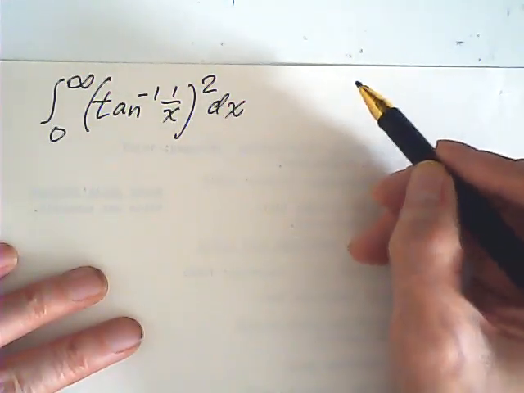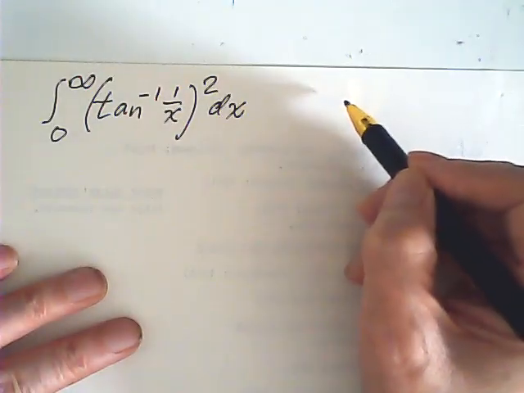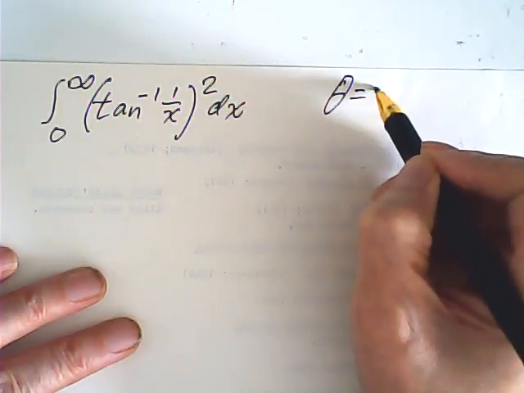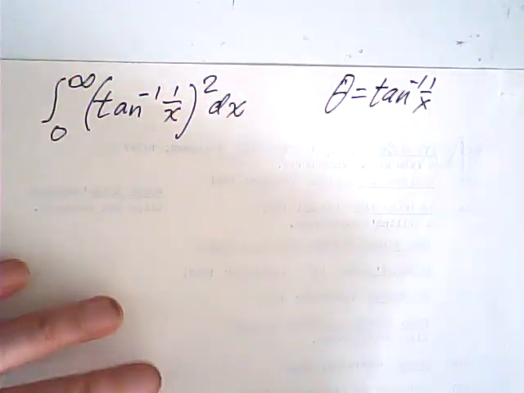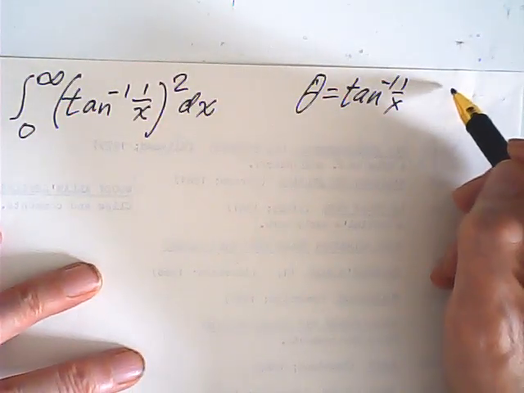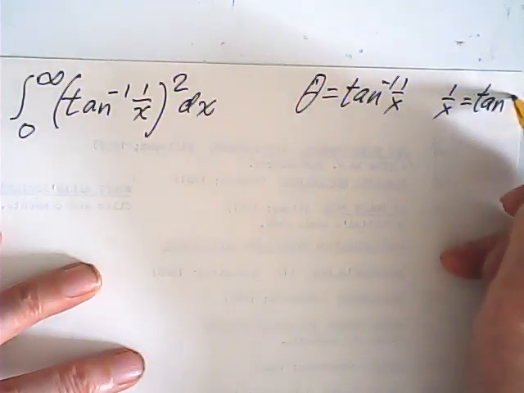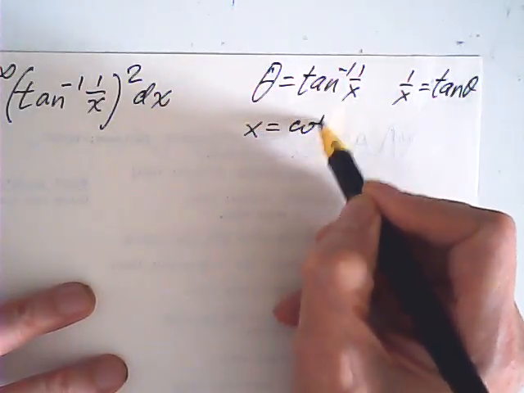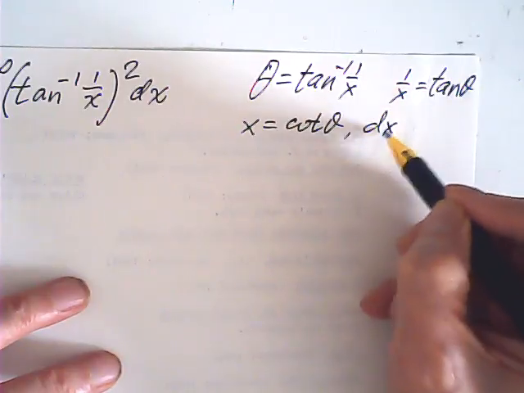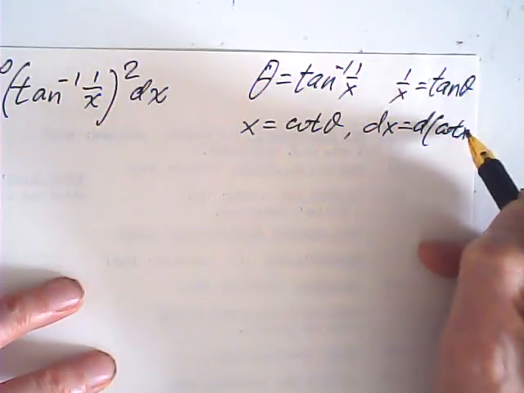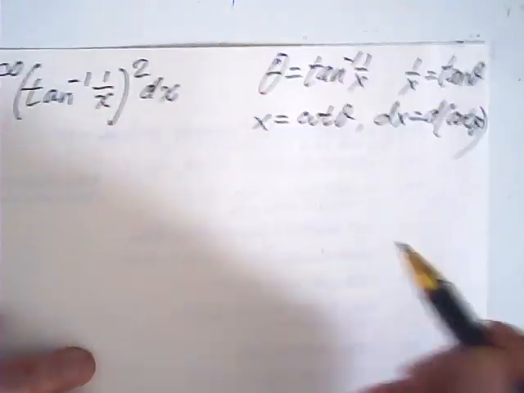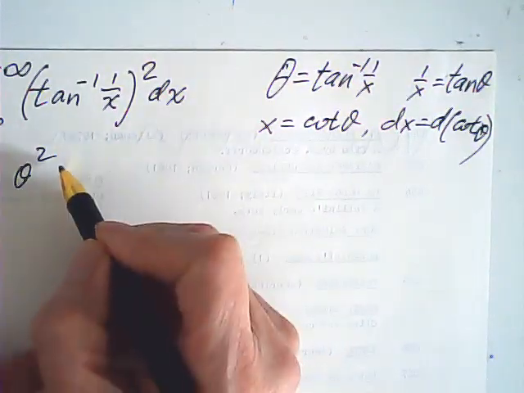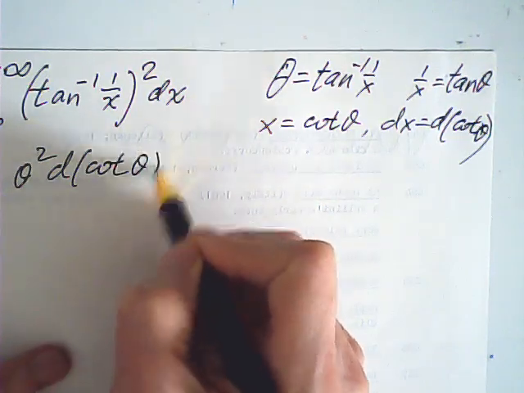Let theta be arctangent 1 over x. So 1 over x is tangent theta, right? So x is equal to cotangent theta, and dx is equal to d cotangent theta. So my integral becomes theta squared d cotangent theta, right?